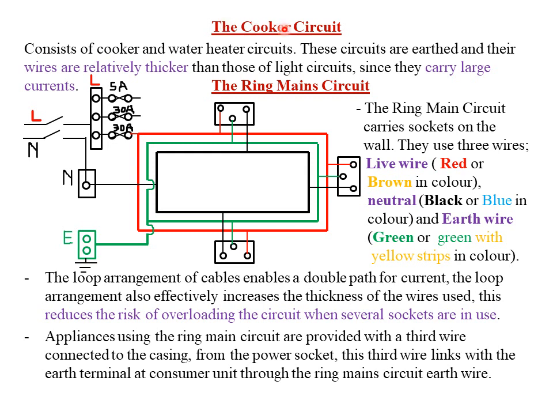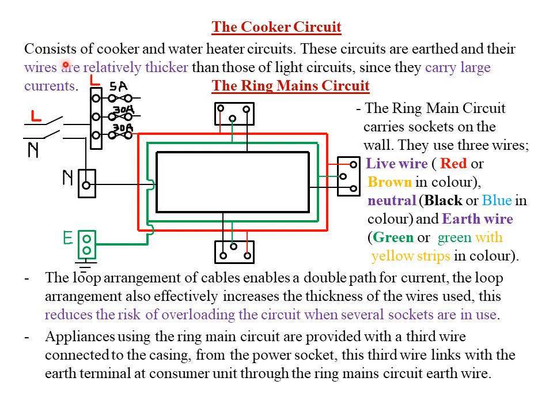So today we are looking at the cooker circuit, whereby the cooker circuit consists of the cooker and the water heater circuits. These circuits are usually earthed. The reason is to reduce the possibility of electric shocks, and also their wires are usually relatively thicker. The reason why their wires are relatively thicker is because these circuits carry large amounts of current. If a given wire is carrying a large amount of current, it simply means that the wire has to be thicker, so that thicker wires have larger cross-sectional area. That means they have more electrons per unit area responsible for electrical conductivity.